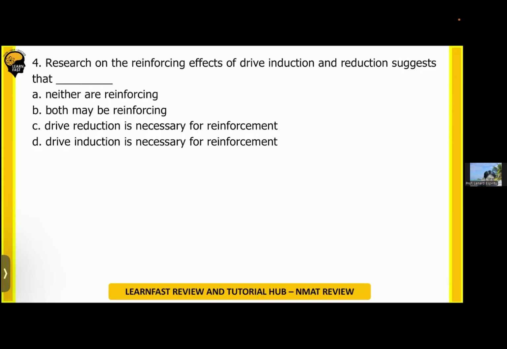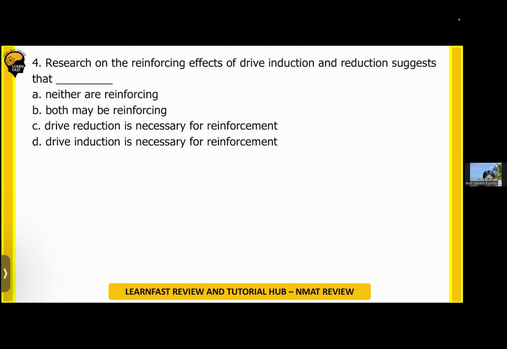Number four, research on the reinforcing effects of drive induction and reduction suggests that, I didn't discuss this earlier, but you just have to go based on context clues. A, neither are reinforcing. B, both may be reinforcing. C, drive reduction is necessary for reinforcement. Or D, drive induction is necessary for reinforcement.